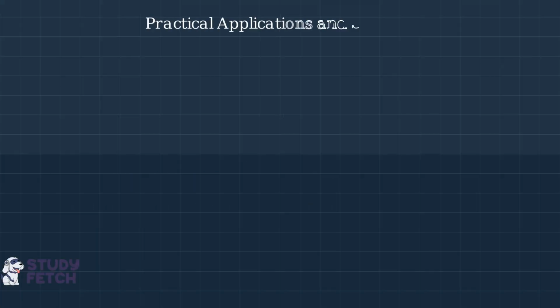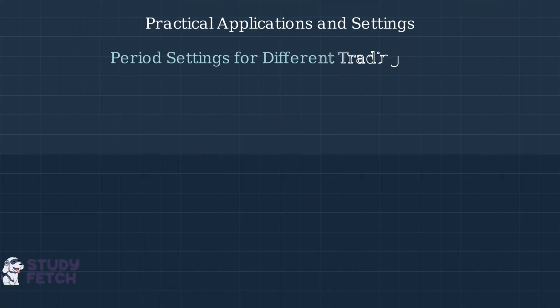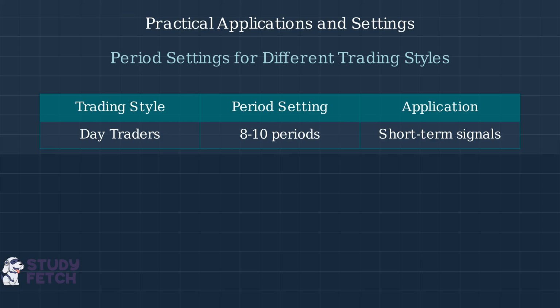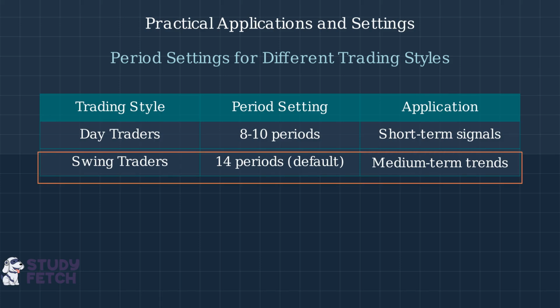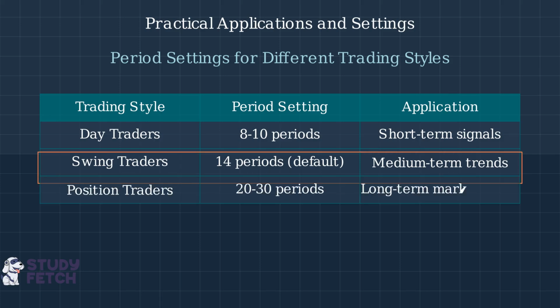Most traders use a 14-period setting for the Choppiness Index, but this can be adjusted based on your trading style. Day traders typically prefer shorter periods of 8 to 10 to capture quick market movements. The standard 14-period setting works well for swing traders looking at medium-term trends. Position traders often extend to 20 or even 30 periods to filter out short-term noise and focus on longer-term market shifts.